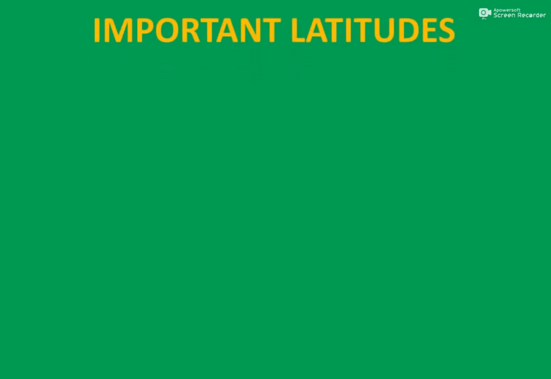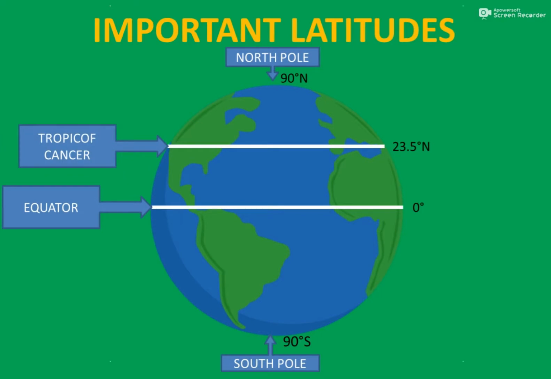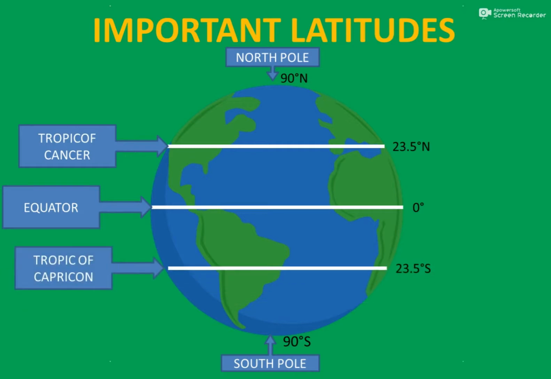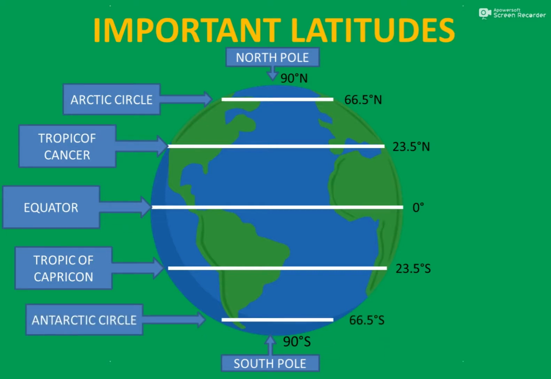Now there are some more important lines of latitudes too. Let's take a look at them. I've already told you about the North Pole and South Pole. Equator at 0 degree. Tropic of Cancer at 23.5 north. Tropic of Capricorn at 23.5 south. Arctic Circle at 66.5 north and Antarctic Circle at 66.5 south. Children, please learn these important latitudes.